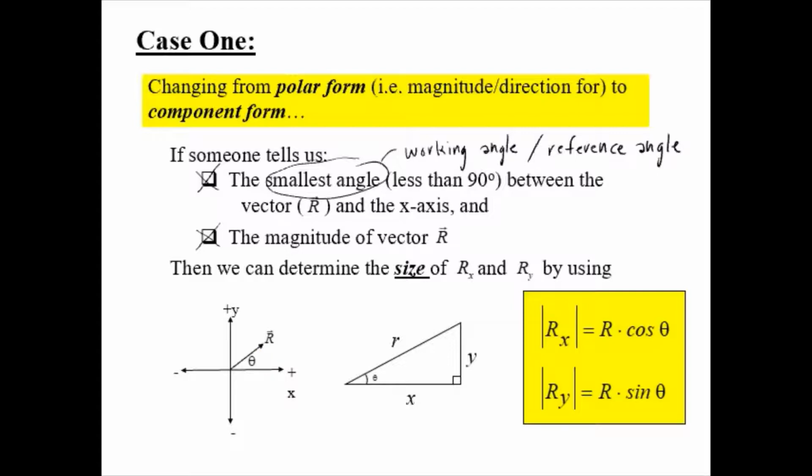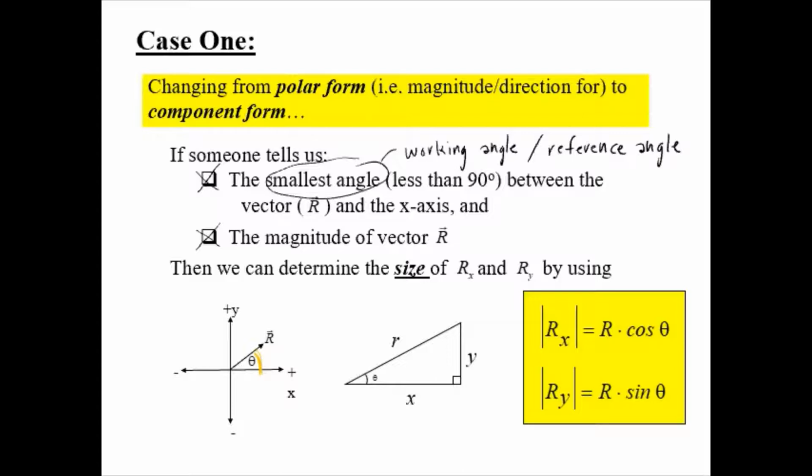That's the smallest angle. So for example, I could put my pencil on vector r and come around to the x-axis that way, but that's the long way. We want to take the short route, the smallest angle. So the angle that we're talking about here, our reference angle, is always going to be between the vector and the x-axis, the shortest path or the smallest angle.